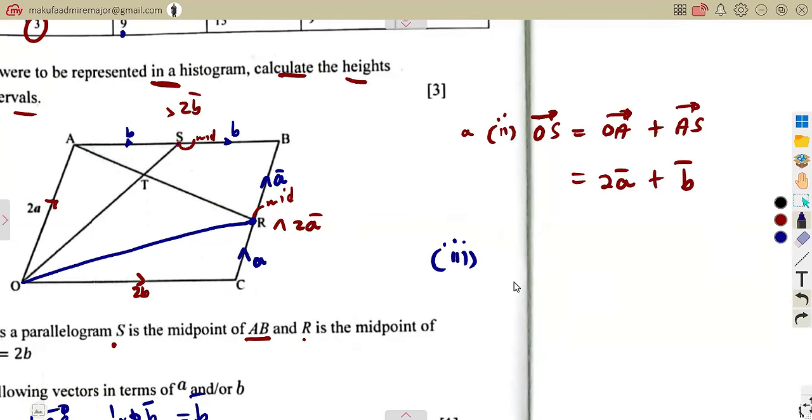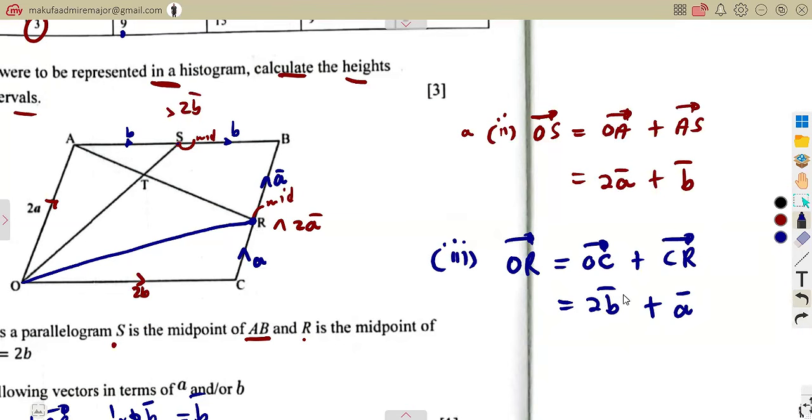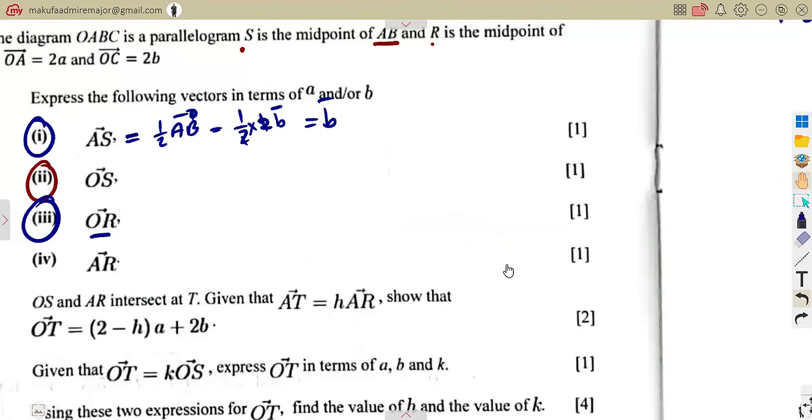All right. That is our vector OR in this case. Vector OR is going to be OC plus CR, which is from O to C, that is 2B, plus from C to R, which is A. So this can also be written as A plus 2B if you want, or you can just leave it as 2B plus A. That is up to you in terms of the presentation, the way that you want to have it.